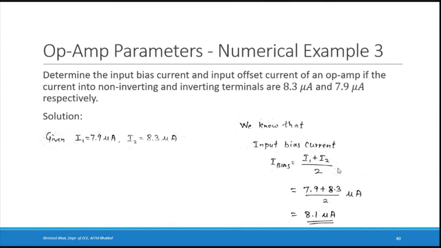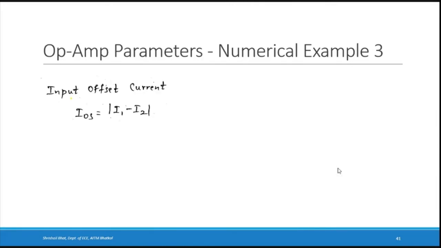Okay, 8.1 microamps. That is the input bias current. Then what is input offset current? It is the difference between the two inputs, the difference between the two input currents. So, and the absolute value of that.